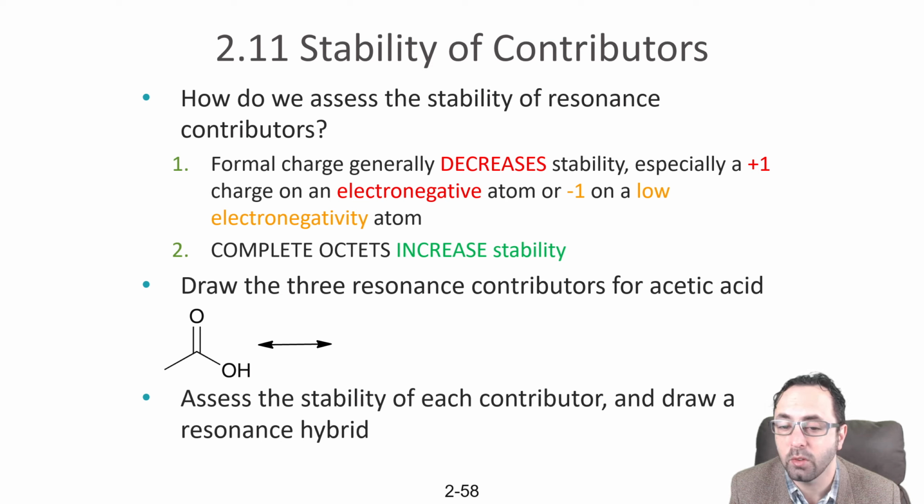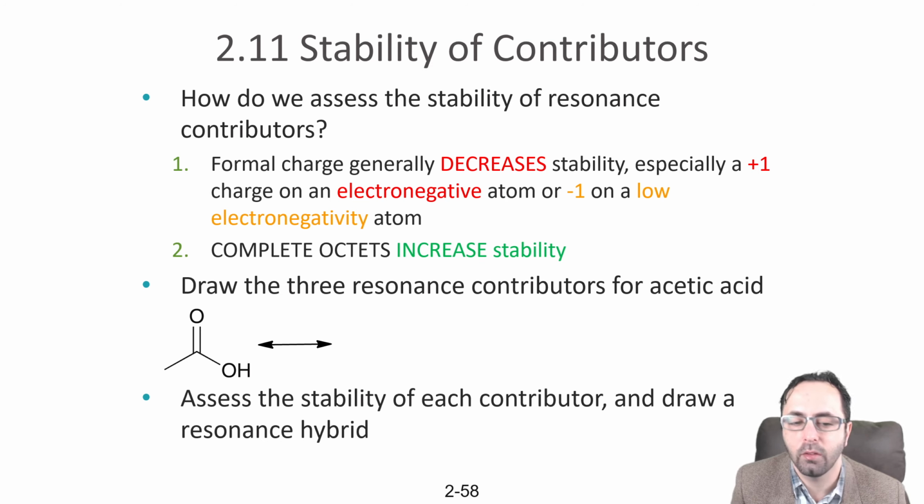And then in terms of stability, having complete octets is important. For our second row elements, you can't exceed an octet. But for carbon, for example, you could have 6 electrons. You could have 3 bonds, no lone pairs. That would give it a positive formal charge. But that's a low stability situation.